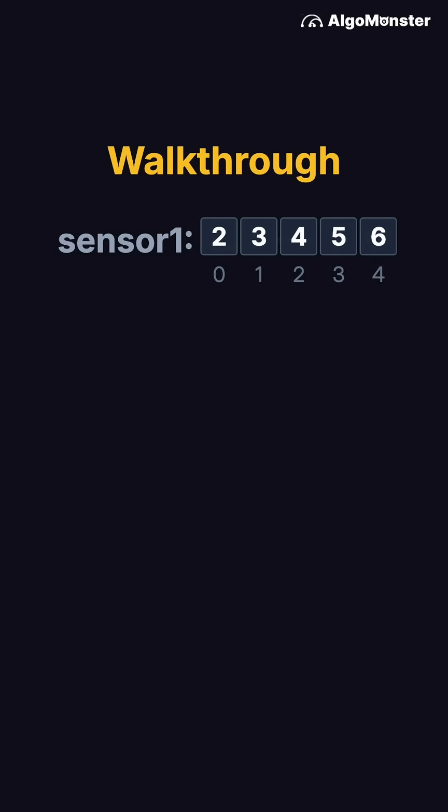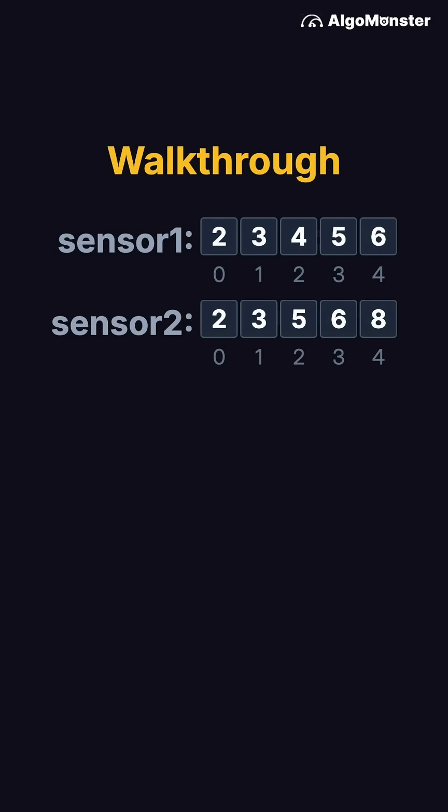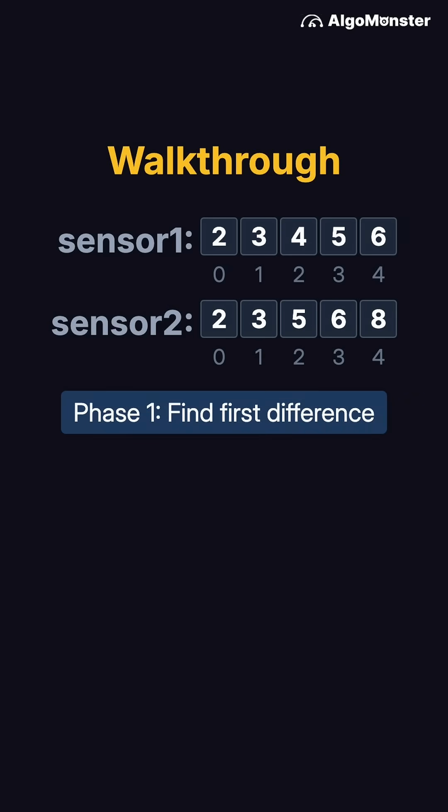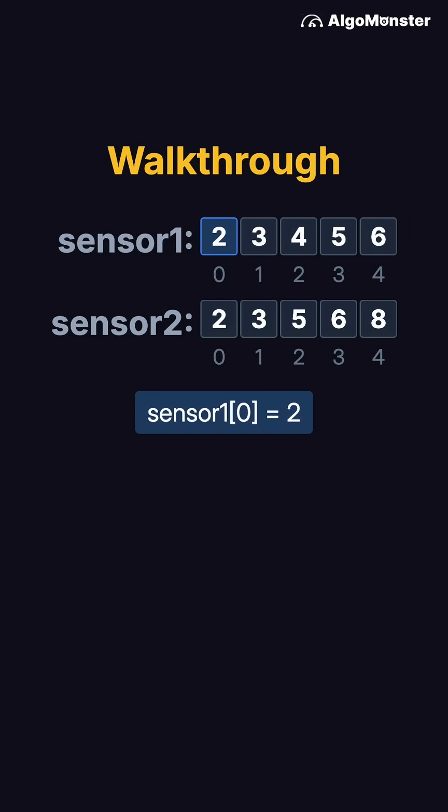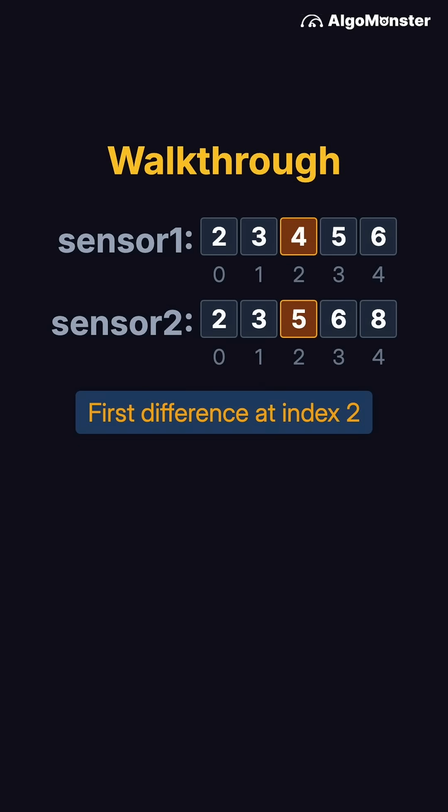Let me walk through the example. Sensor 1 is 2, 3, 4, 5, 6. Sensor 2 is 2, 3, 5, 6, 8. Phase 1. Find the first difference. Index 0. Sensor 1 has 2, sensor 2 has 2. They match. Index 1. Sensor 1 has 3, sensor 2 has 3. Match again. Index 2. Sensor 1 has 4, sensor 2 has 5. They disagree. We stop here at index 2.